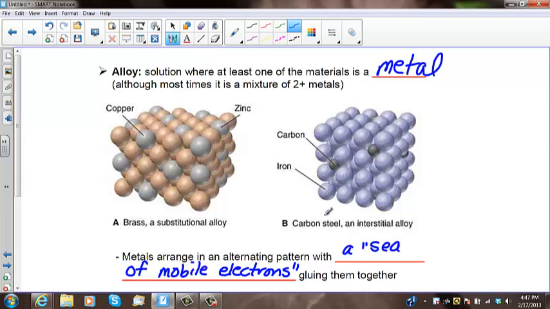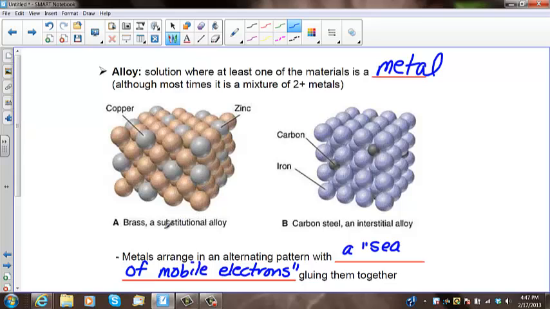Let's start with steel. Steel is what's called an interstitial alloy, and that's because it's got other elements in the spaces between the molecules. So you have all these iron atoms here, and the iron atoms are pretty big, and then you have these small spaces in between, and then carbon fits right nicely into those small spaces. So that's called an interstitial alloy, which is different from a substitutional alloy.